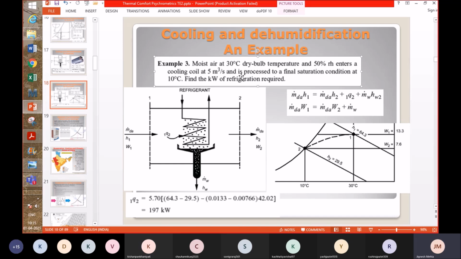So the moist air at 30 degrees Celsius dry bulb temperature and 50% RH enters a cooling coil. Now this may be the return air from the room. Probably you might recall the experiment done on the air conditioning unit, room air conditioner, and the conditions of the room air, which is going towards the cooling coil, and there the enthalpy of the air is reduced and then it is delivered back into the room.